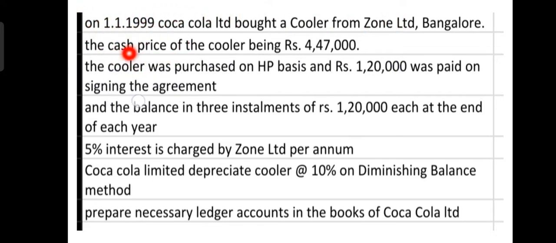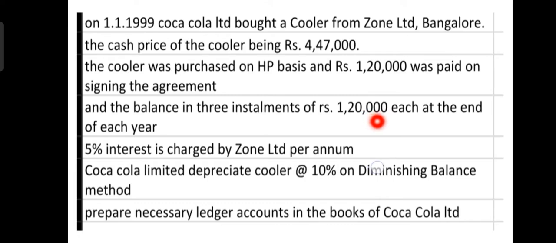The cash price of this particular cooler is 4,47,000, but Coca-Cola wants to buy this cooler under hire purchase basis, so that it can pay this 4,47,000 in stages. So 1,20,000 rupees was paid on signing the agreement, so that 1,20,000 is the down payment, and the balance amount they are paying in 3 installments, 1,20,000 each.